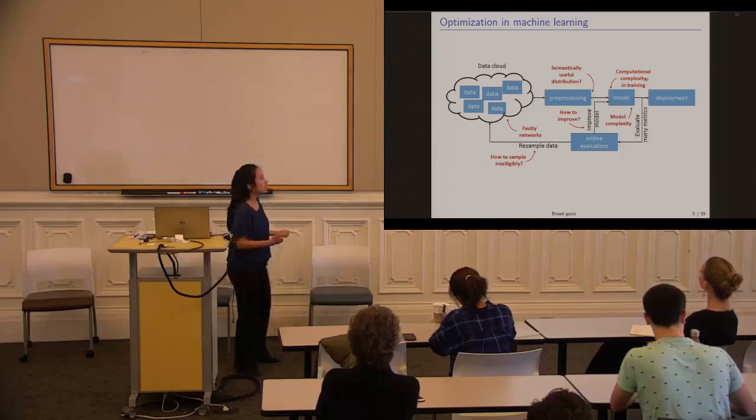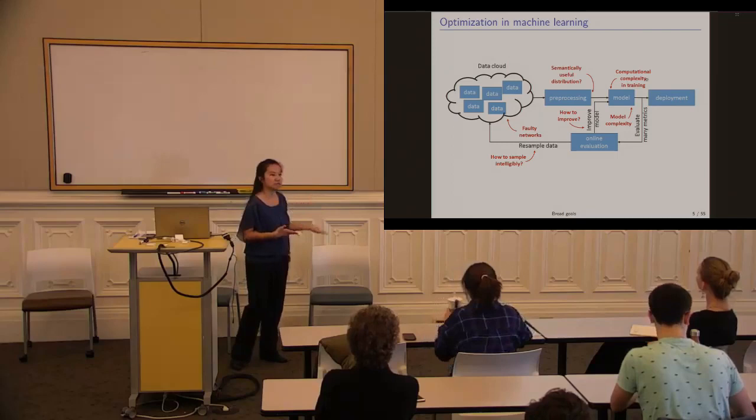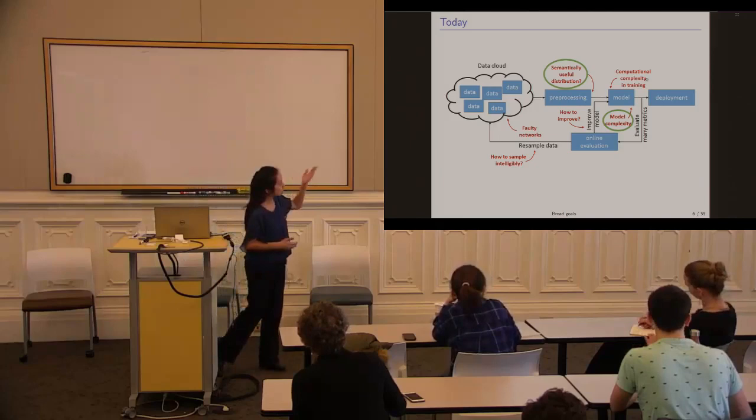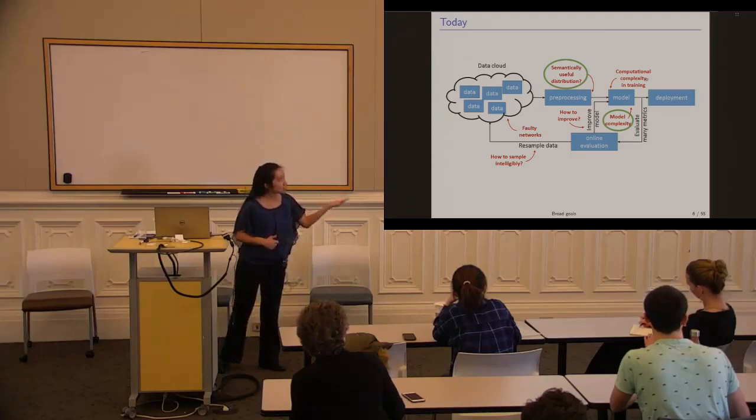complexity. And of course, we also have to think about how we're actually going to do these improvements and how we actually resample our data intelligibly. And so I think all of these areas are very interesting research areas to look into. Today, I'll just talk about two of these areas. So I'll talk about some work we looked at in these semantically useful distributions and some on interpretability for the model complexity area.